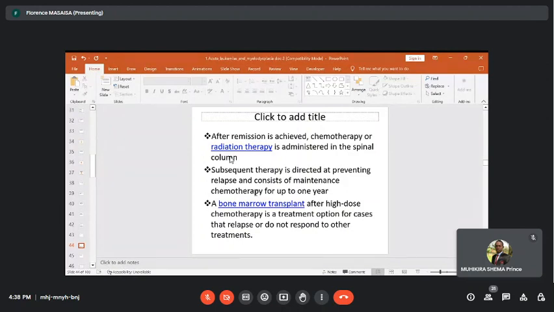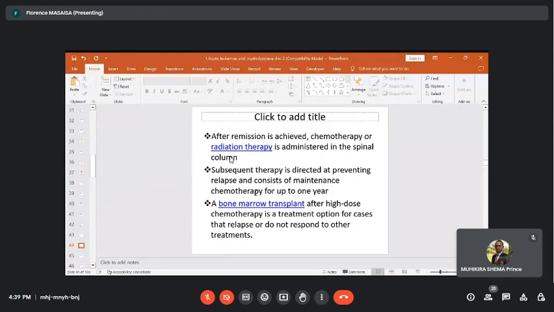So after remission is achieved, chemotherapy or radiotherapy can be administered if the leukemia has affected the spinal column, but you should also direct efforts to preventing relapse. Relapse means that the patient has achieved remission, then after 1 year comes back again with the features of leukemia.